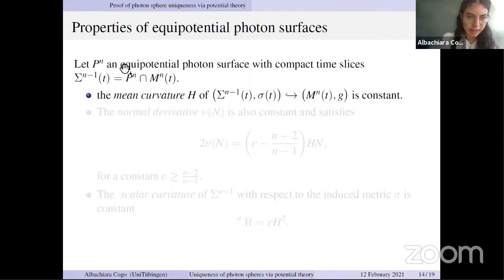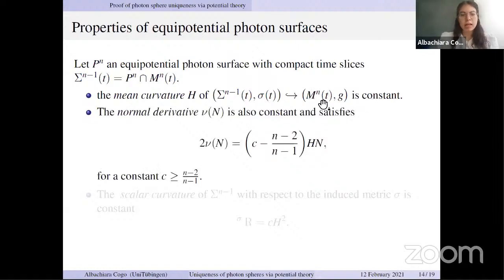So these equipotential photon surfaces are such that if we consider their intersection at a time slice, this sigma, the resulting sigma, has a constant mean curvature inside the Riemannian manifold, and also the normal derivative of the lapse function with respect to the outward normal in this Riemannian manifold is constant. It's related to this constant value of the mean curvature h and the value of the lapse function, which is also constant again on the equipotential photon surface, via this identity, which involves a parameter c.